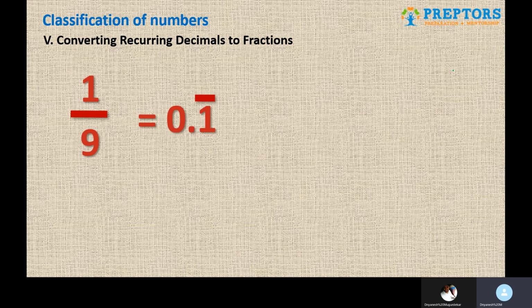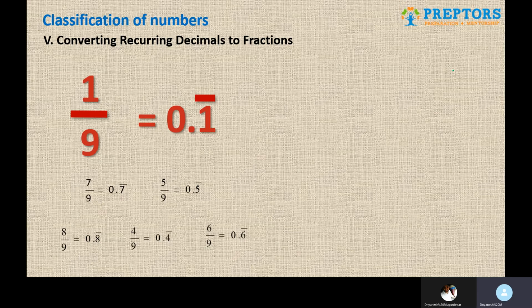So 0.1 bar is 1 by 9, because 0.1 bar is 0.1111, which is 11.11%. 11.11% fraction you all know, which is 1 by 9. Similarly, suppose I want to do 0.2 bar, which will be 0.2222, which will be 22.22%, which will be 2 by 9. And the same cycle can be continued further for all such digits.